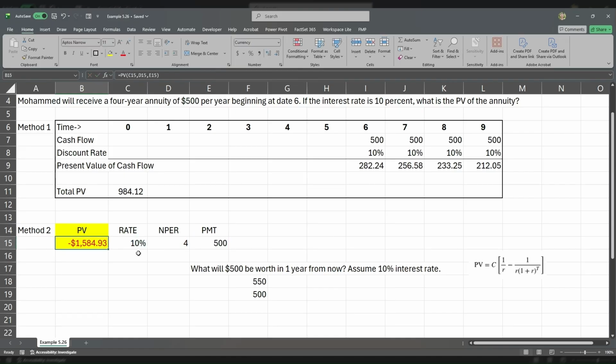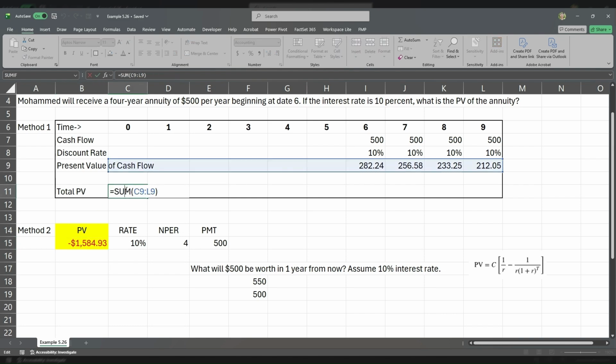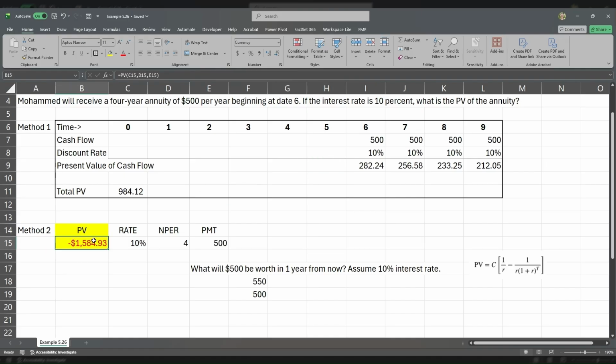And I get this 1,584, which I know is different than what I had just calculated. But this is the present value of 4 payments. And these 4 payments begin in period 6. So this is basically the present value at period 5, because we would be discounting all 4 of those payments. So I need to go from 5 to 4, 3, 2, 1, 0. I need to discount this 5 more years. So I have a choice on how I want to do this now.